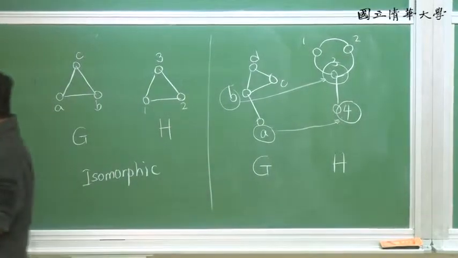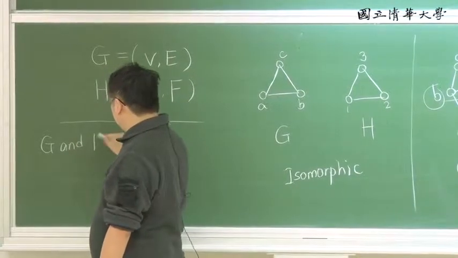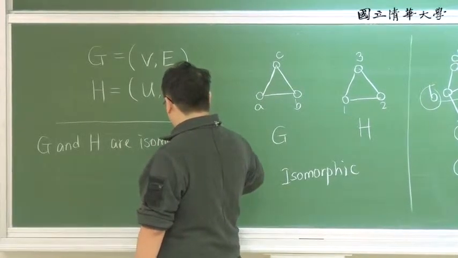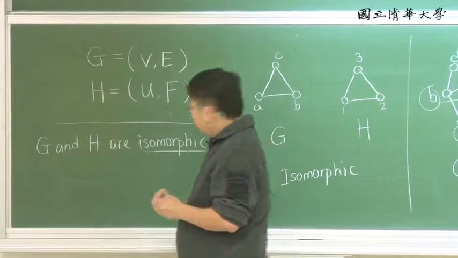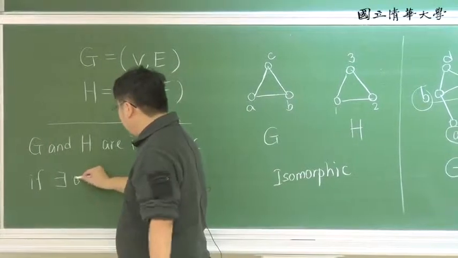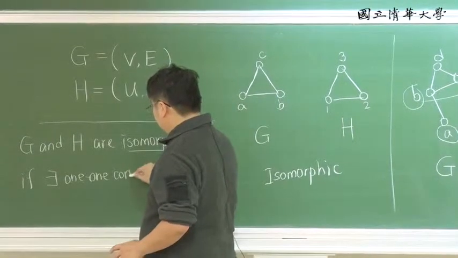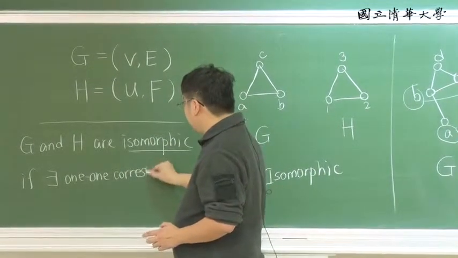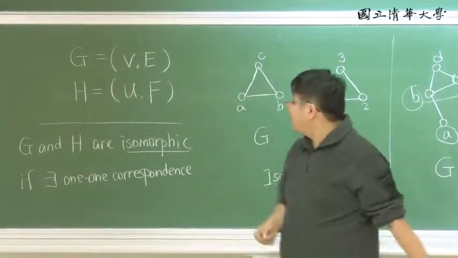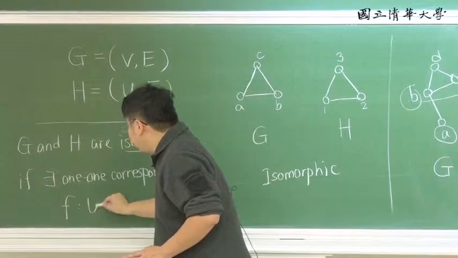So here is the formal definition. G and H are isomorphic if there exists a one-to-one correspondence, a bijection, between U and V. Let's call it F, such that F maps things from V to U.